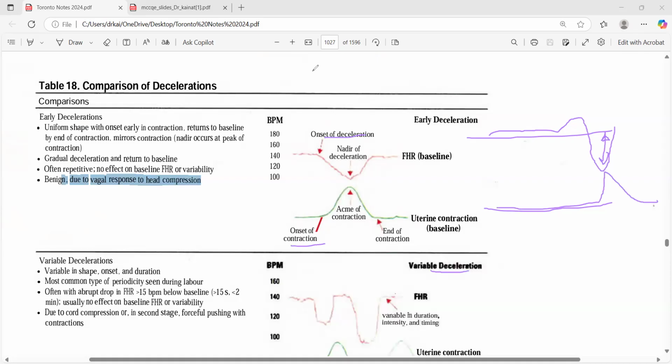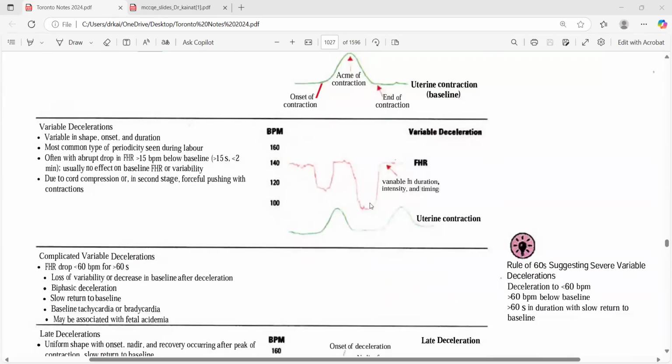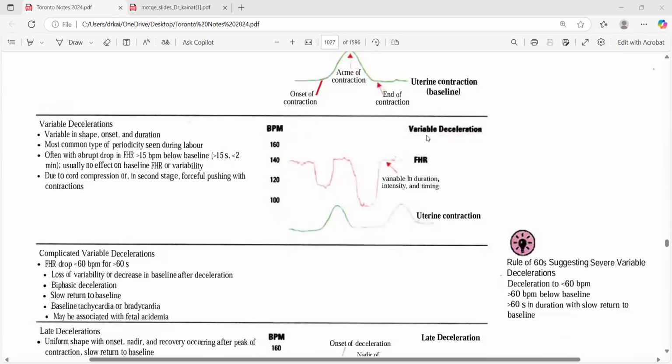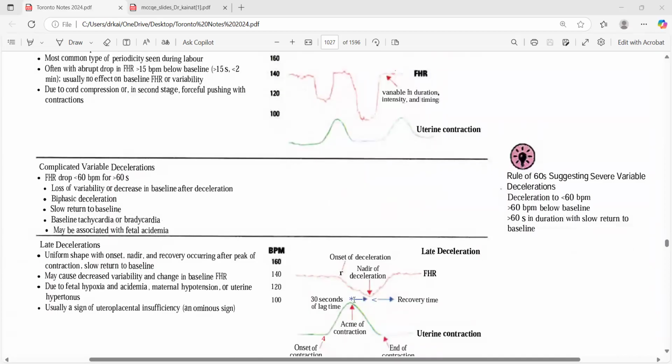Just give me a second. So when you can see this one is not aligned with the contraction, then it's basically variable deceleration. And when it's displaced away, you can see this is late deceleration. Okay, just this much you need to remember.